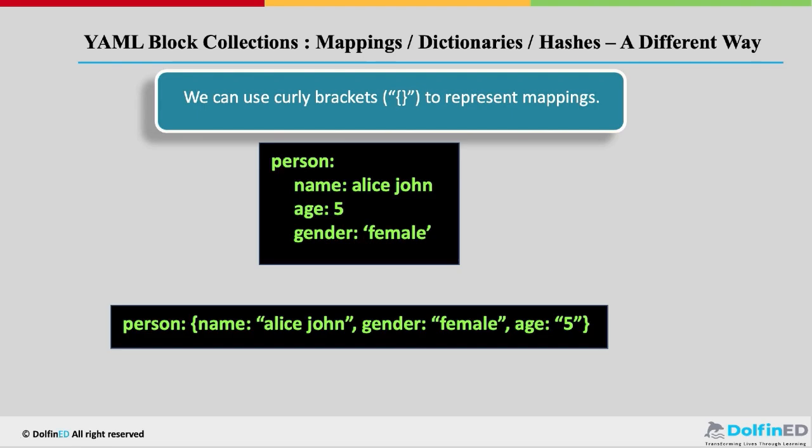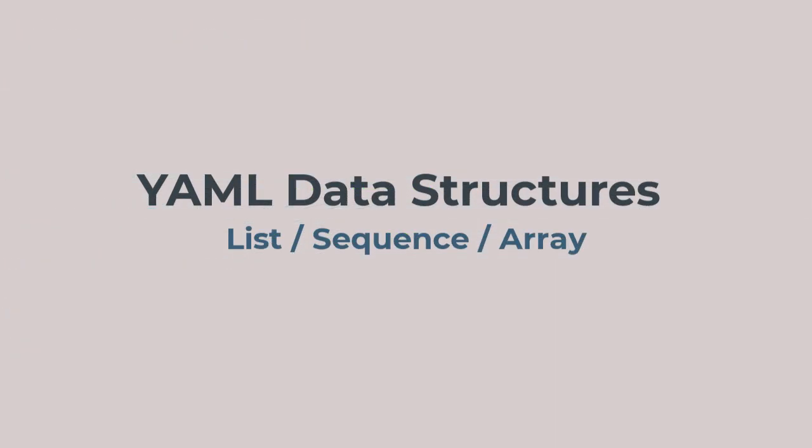All right, so that's it for the mappings, which are also the hashes or dictionaries in YAML, and how we can represent a key with multiple values that are not ordered. And the multiple values could be key value pairs. Now let's look at another YAML data structure, which is the lists, sequences, or arrays. So lists and arrays and sequences are all common names for this, depending on the tool or the technology you are dealing with. So what's a sequence or a list or an array?